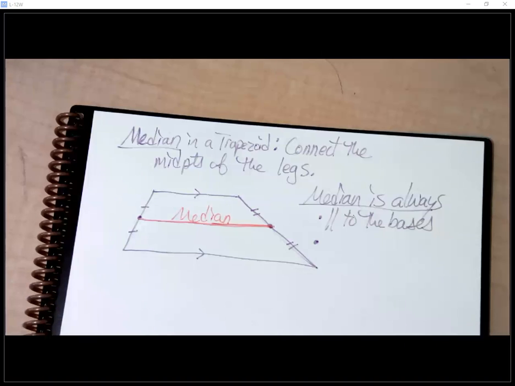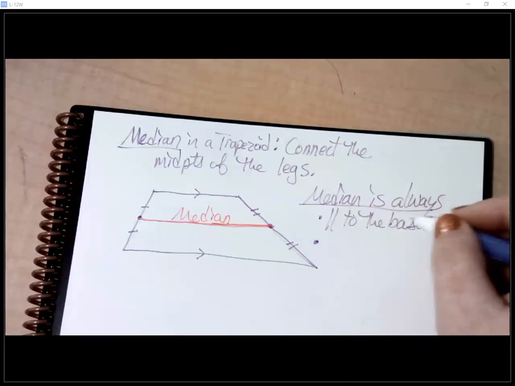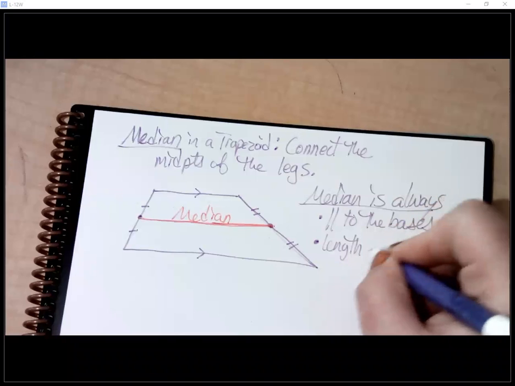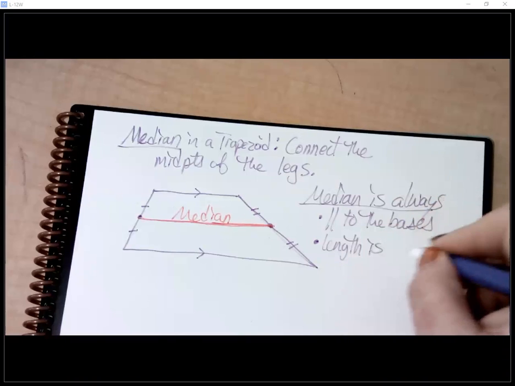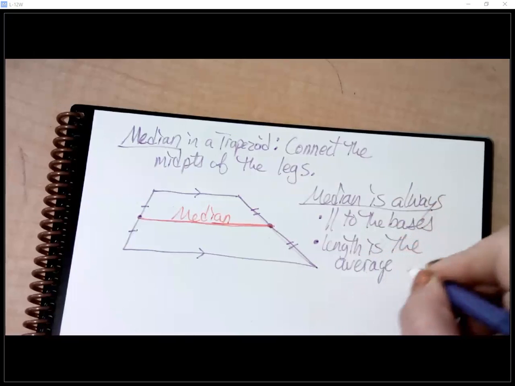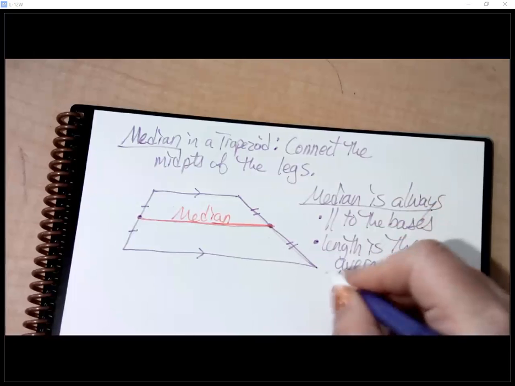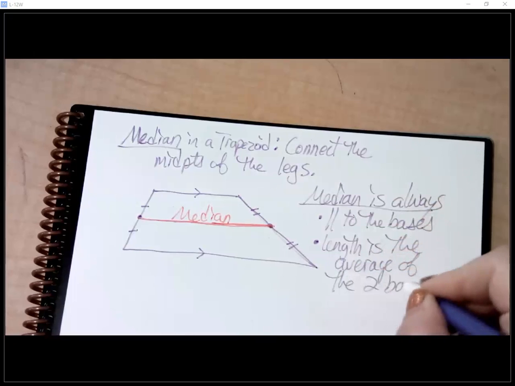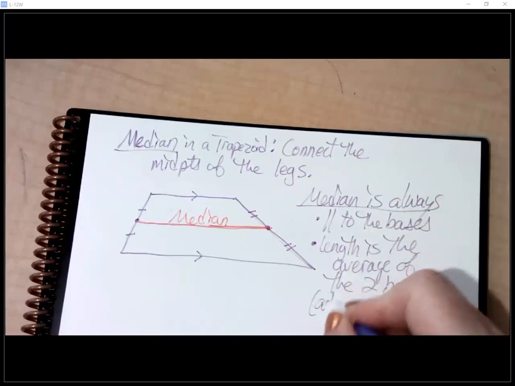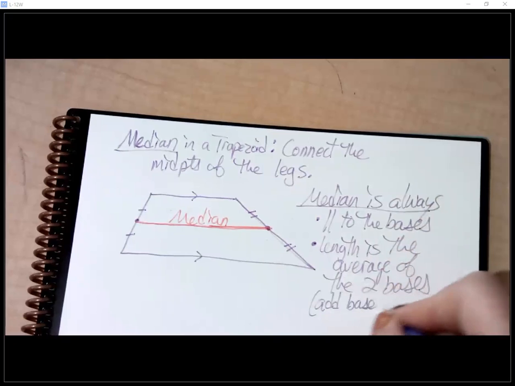Okay, so parallel to the bases and its length is the average of the two bases. When we say average, remember that means you're adding them together, dividing by 2, right? So it's 1/2 their sum, in other words. Okay, so I'll just say add bases, divide by 2.